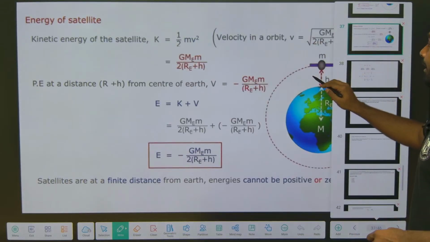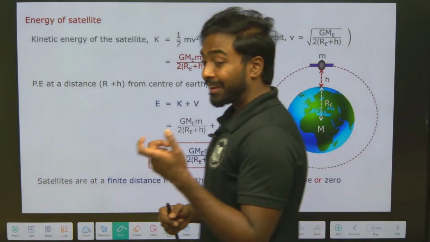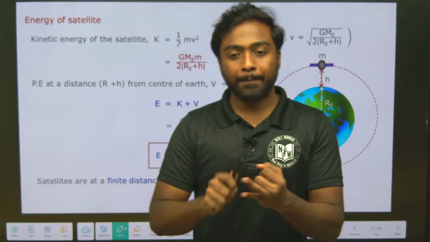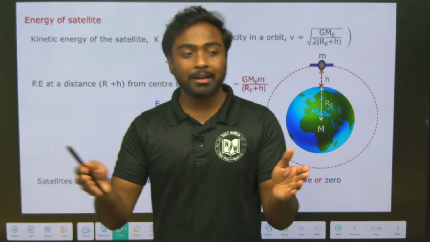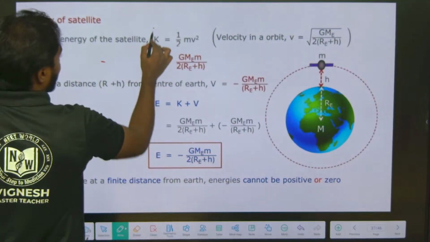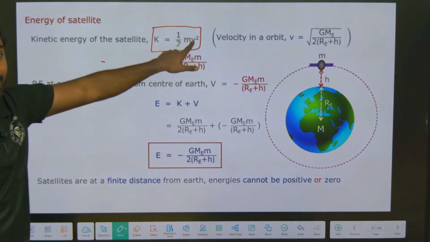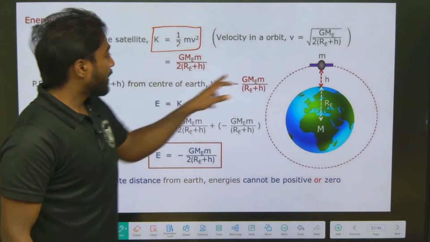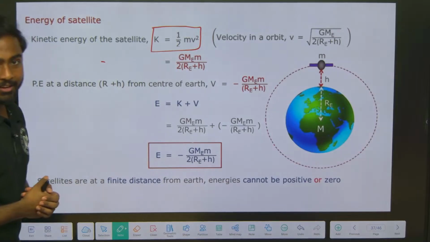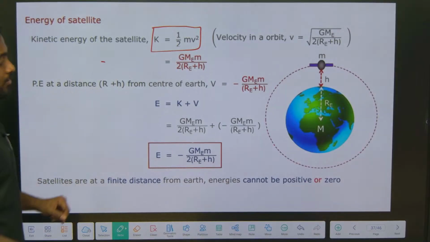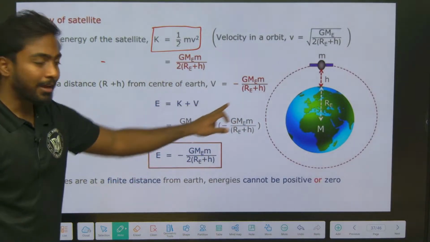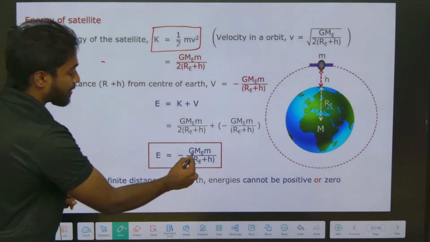So next one, energy of the satellite. What are the energies we are talking about? Kinetic energy, potential energy, and apart from these two, total energy, which is nothing but kinetic plus potential. Kinetic energy formula is half m v square, where v is the velocity of the orbit we calculated. So it is G M m by 2 times of r plus h, whereas potential energy is minus G M m by r plus h.